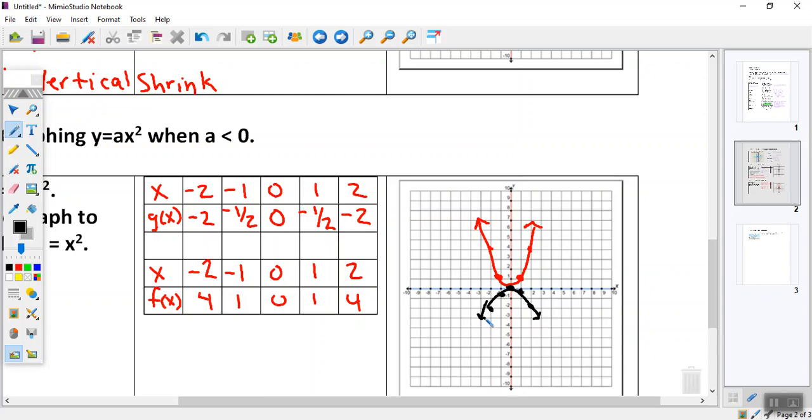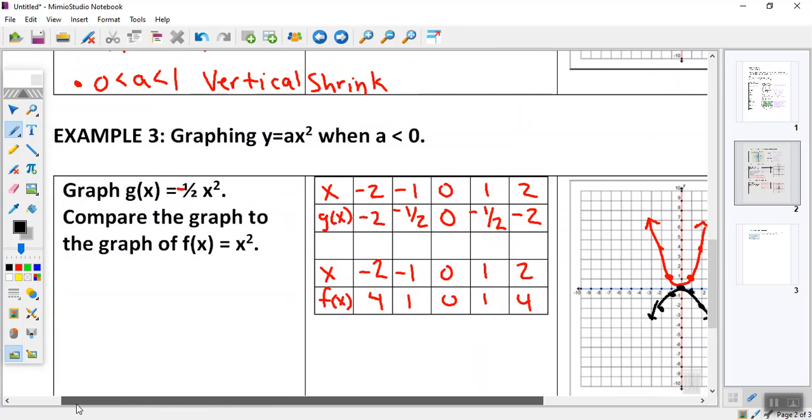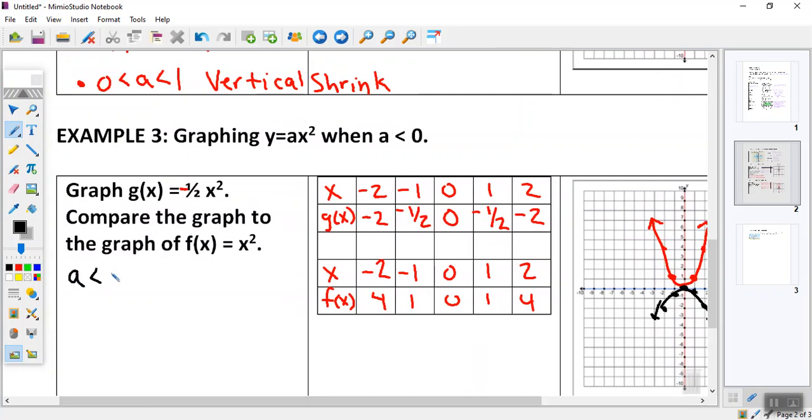What's a negative out front going to do? It's going to make my U shape turn into an arch, or I always call it the St. Louis arch down there. Yep. Okay. So that's kind of what's going on here, kids. So if A is less than 0, which is a negative value out front, you're going to get an arch shape. And then again, if A is greater than, I should say it this way. If it's like negative 6, would that be a stretch or a shrink? Is 6 bigger than 1 or less than 1?